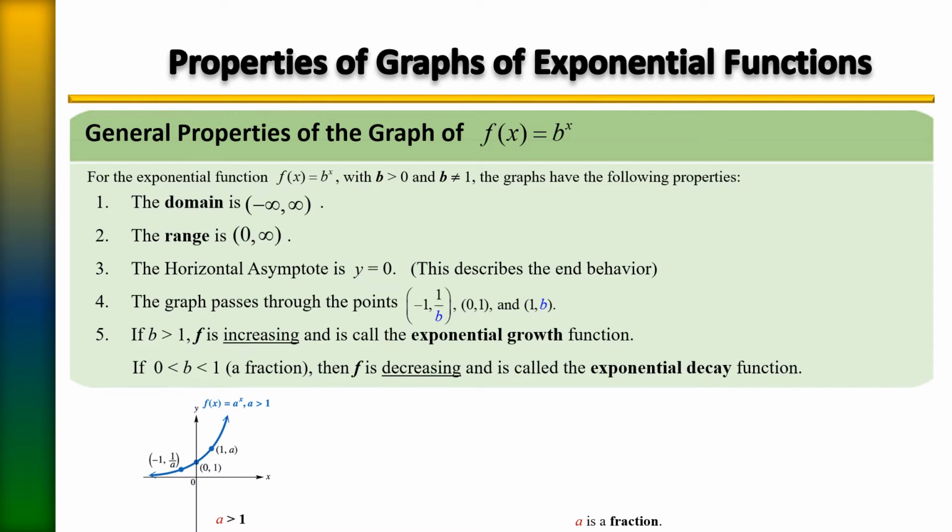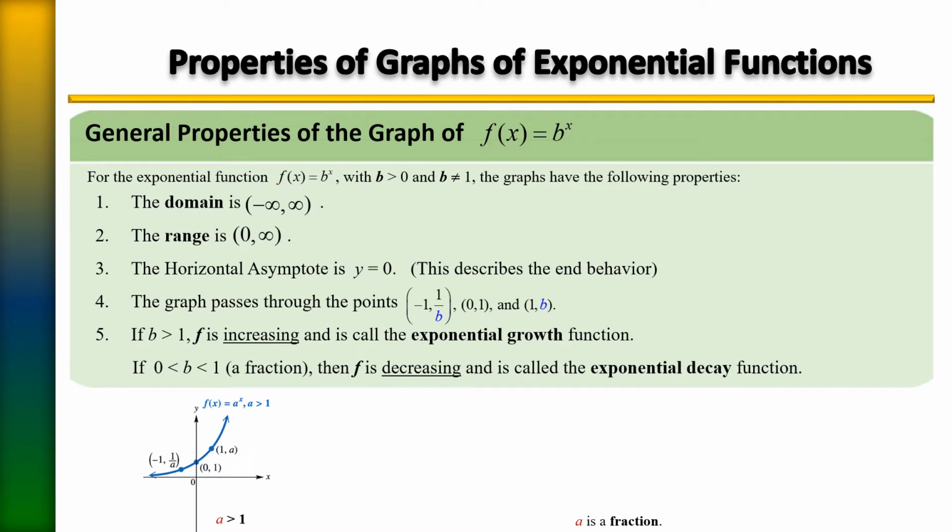And the domain of this function, how far it extends to the left or to the right, because we have arrows on both ends, it's going to go to infinity to the left and infinity to the right. So that is why the domain is always from negative infinity to positive infinity.